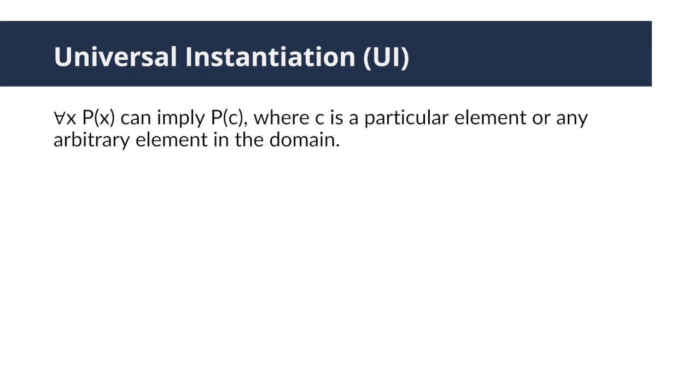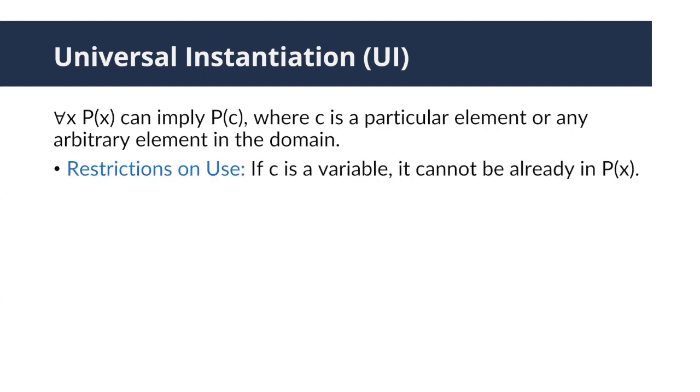To repeat the first rule, universal instantiation: for any x, P(x) can imply P(c), where c is a particular element or any arbitrary element in the domain. But note that there's a restriction when you use this rule. The restriction is, if c is a variable representing any arbitrary element in the domain, then this particular notation or letter cannot be already in the predicate representation itself. Let me show you what I mean by that.